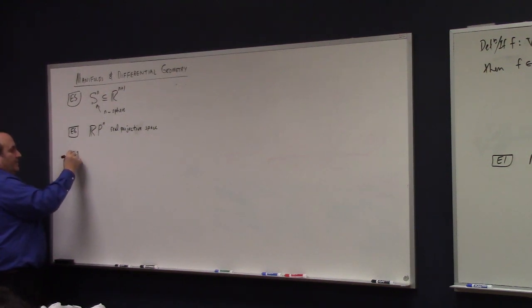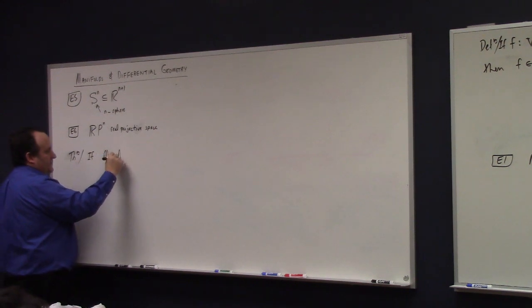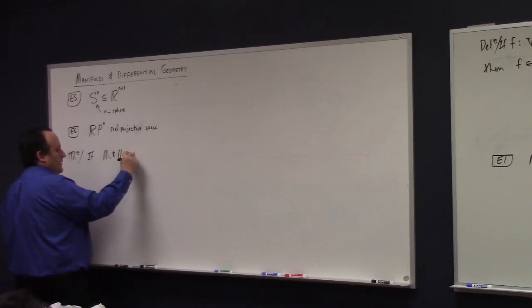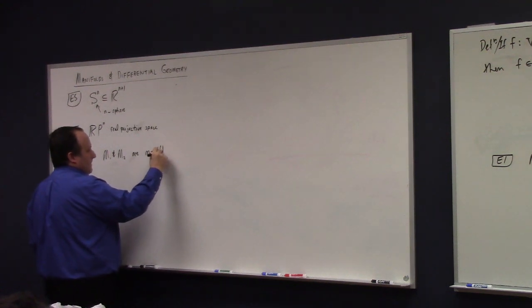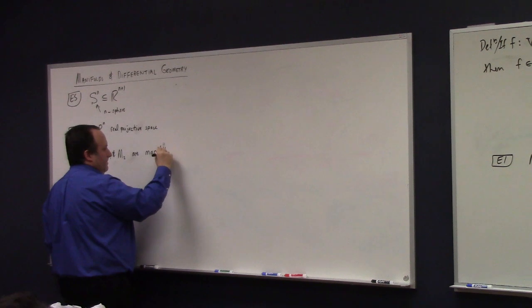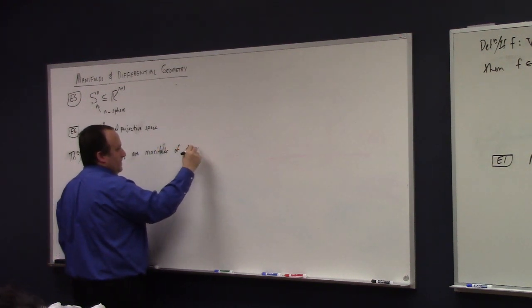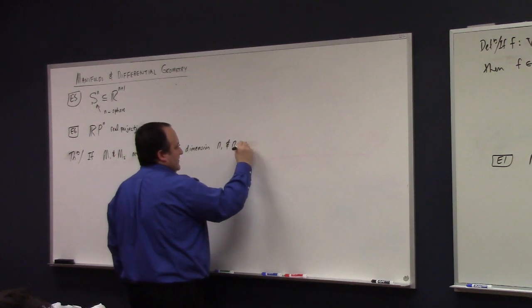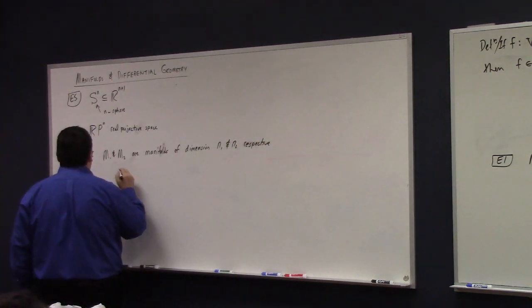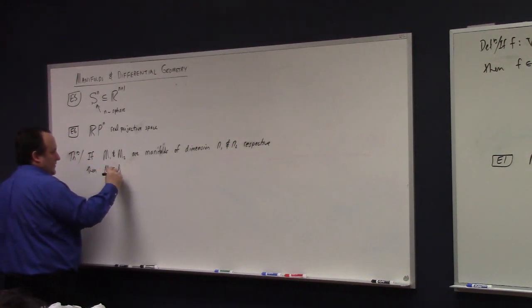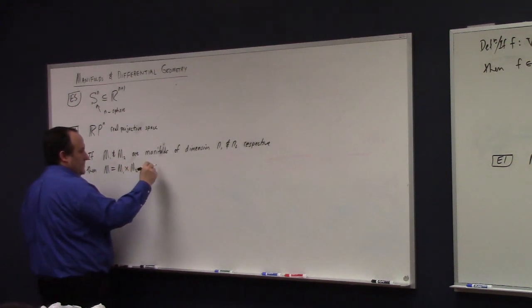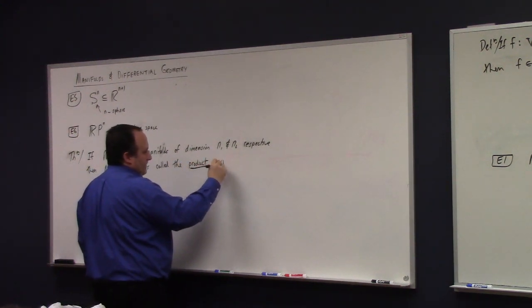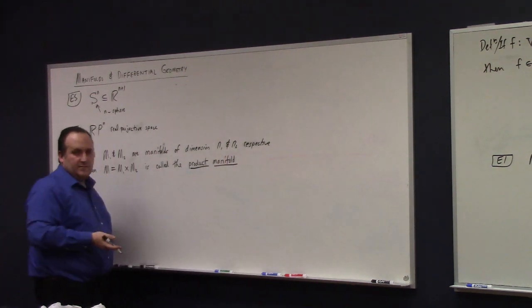Theorem. If M1 and M2 are manifolds of dimension N1 and N2 respectively, then M equal to M1 Cartesian product M2 is called the product manifold. And guess what? It's a manifold, all right?